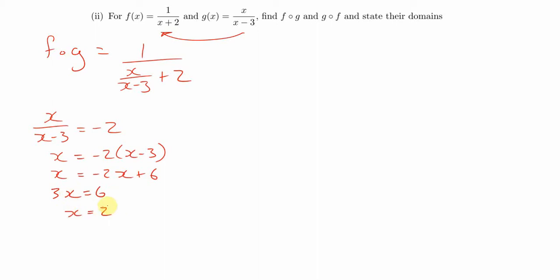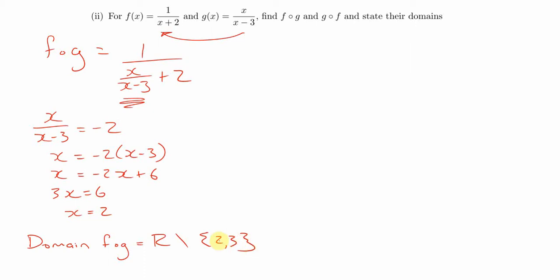So the domain is the real numbers apart from 2, but the other thing we've got to watch out for is the x minus 3 on the bottom of the fraction, because if that's 0, it doesn't make sense again. When x is 3, that'll be 0, so the domain doesn't include x equals 3 either. So domain of f of g is equal to the real numbers, not including 2 and 3. Okay, that's the domain of f of g.